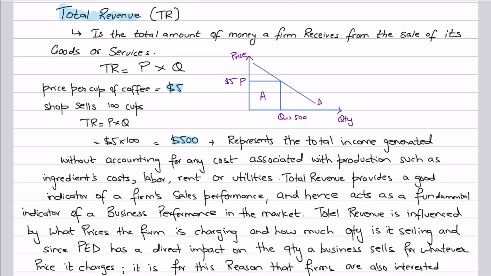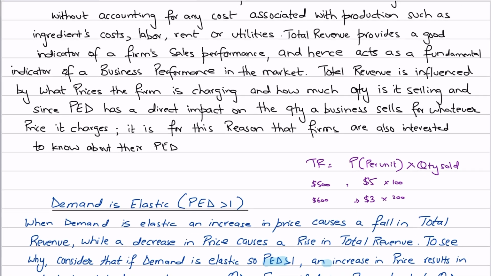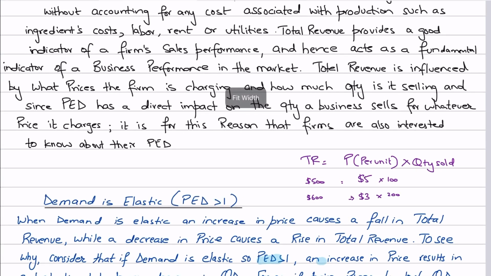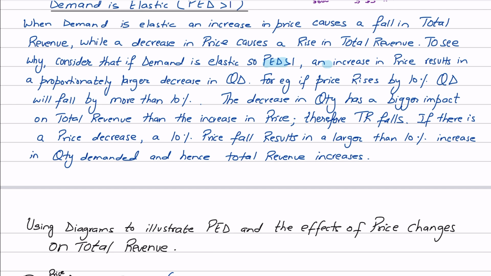And that is the reason why I wrote this line: total revenue is impacted. Total revenue is influenced by what price the firm is charging and how much quantity it is selling. And since PED has a direct impact on the quantity a business sells for whatever price it charges, it is for this reason that firms are interested to know about their PED, so that they can assess the impact.